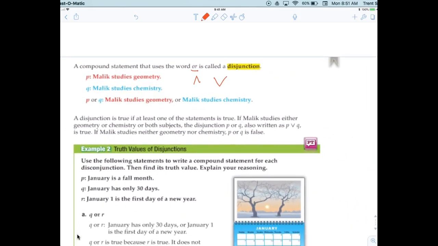So, Malik studies geometry, Malik studies chemistry, Malik studies geometry or Malik studies chemistry. I think we got through all that. I think that's good.